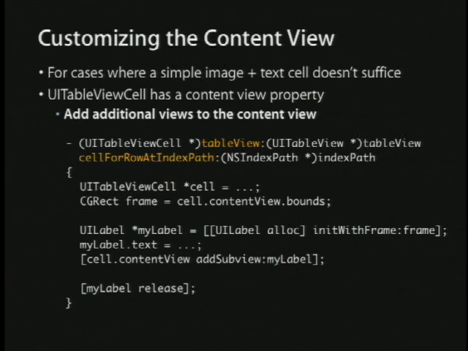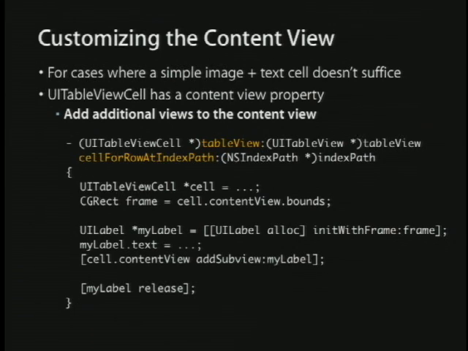So we're going to allocate a new UILabel, initWithFrame. In this case, the frame is going to be the content view bounds, so it's going to fill up the entirety of the content view. And we'll set its text. We'll get cell.contentView, which is this view that we're going to customize, and add the label as a subview of that. Generally, you don't want to add subviews to the table view cell itself. You want to add them to its content view.